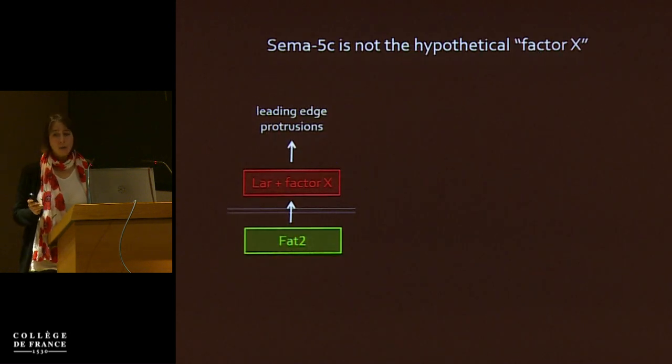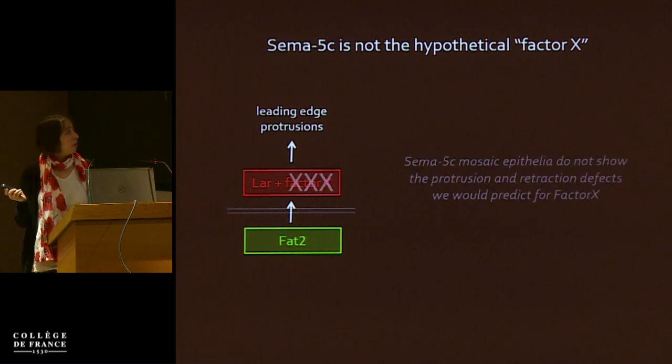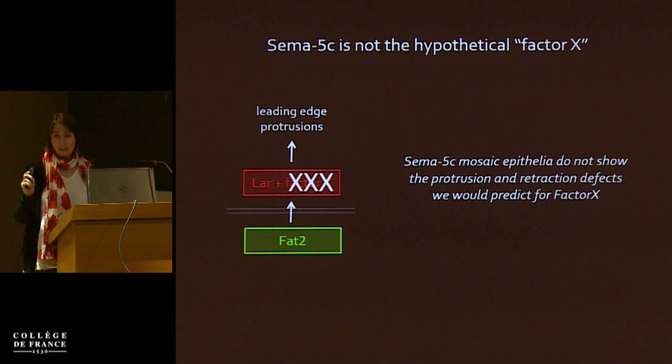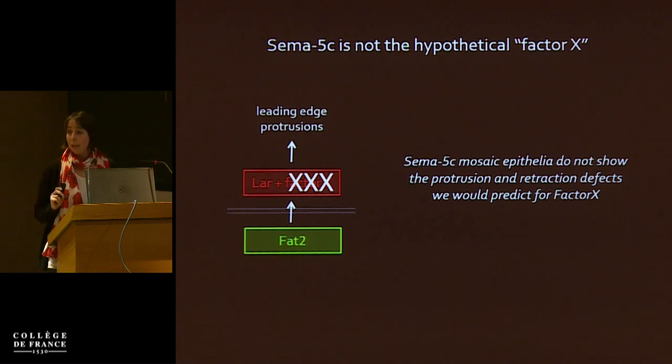Okay, now I told you that there is another leading edge factor that's likely functioning partially redundantly with LAR, and you might be wondering if it's SEMA5C. The simple answer is no. We don't see the defects in leading edge protrusion formation or trailing edge retraction that we would have predicted for this protein. But what we do see is something interesting when we overexpress SEMA5C in this system.